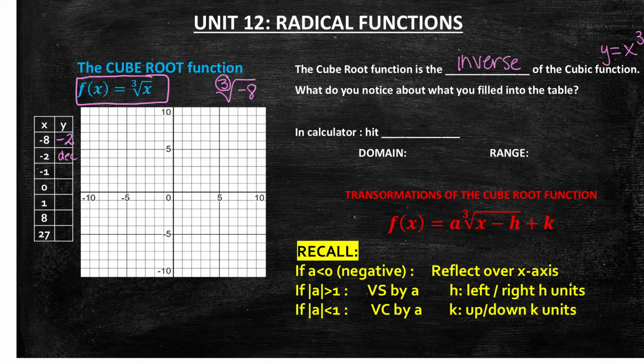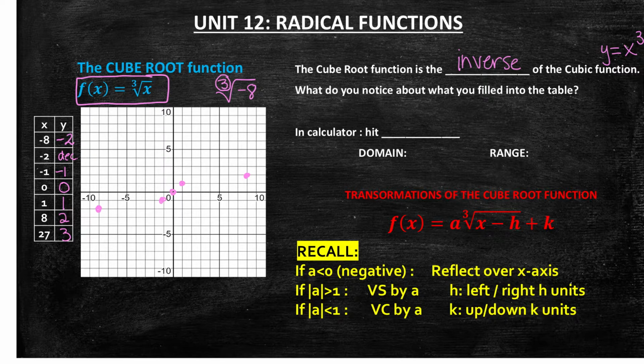Now when you do the cube root of -1, that gives you -1. The cube root of 0 is 0. The cube root of 1 is +1. The cube root of 8 is 2. And the cube root of 27 is 3. And so those are our values. So the points that we can graph are -8, -2; -1, -1; 0, 0; 1, 1; 8, 2. And then 27, 3 would be off my graph.